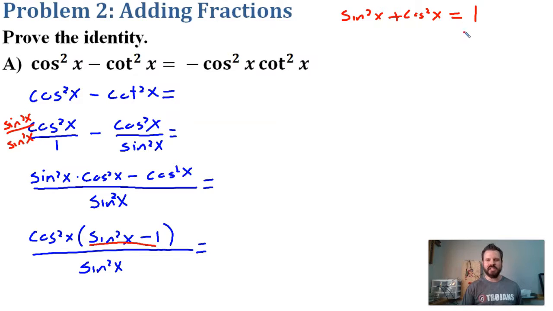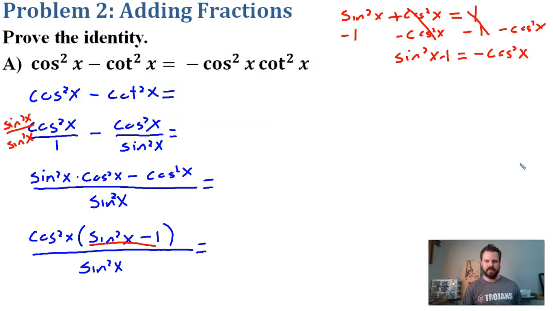And rearranging this, if I subtract 1 from both sides, and also subtract cosine squared x from both sides, I'll end up with, on the left, sine squared x minus 1, and that's equal to, on the right, a negative cosine squared x. Okay, the sine squared x minus 1 is what I want to replace, and I can replace that with a negative cosine squared. Now, with a proof, I can kind of pay attention to what I'm shooting for.